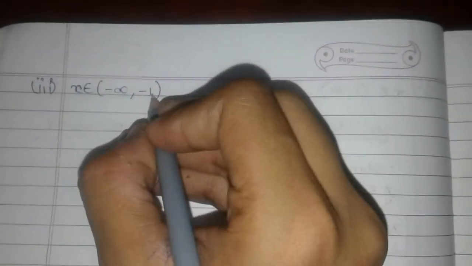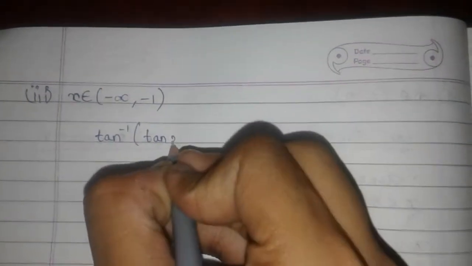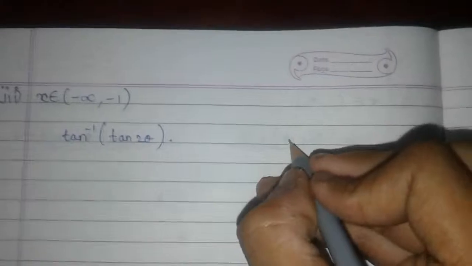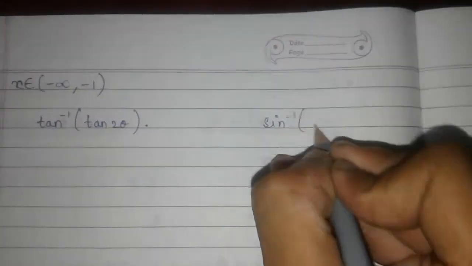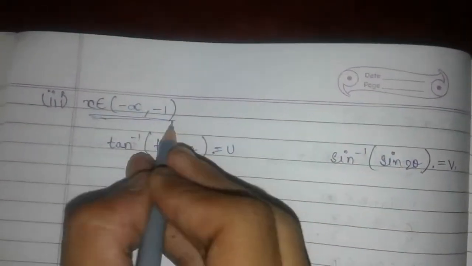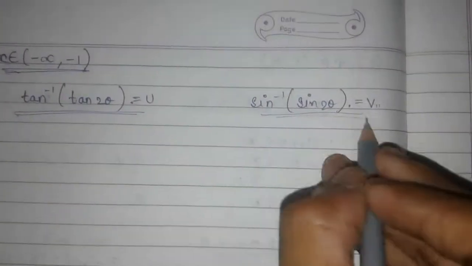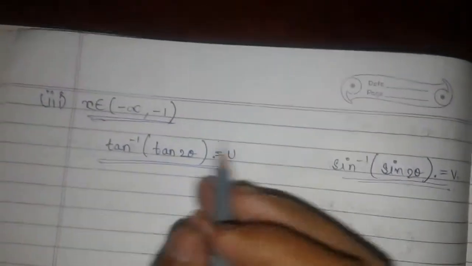Basically, this is the third part of the video in which x is ranging from minus infinity to minus 1. So basically we are finding tan inverse of tan 2 theta and sine inverse of sine 2 theta. Okay, so this is u and this is v. We'll find u and v in the following interval of x. First we'll find out u and then we'll find out v, and the process in both these will be independent of each other. So first we'll find out u.